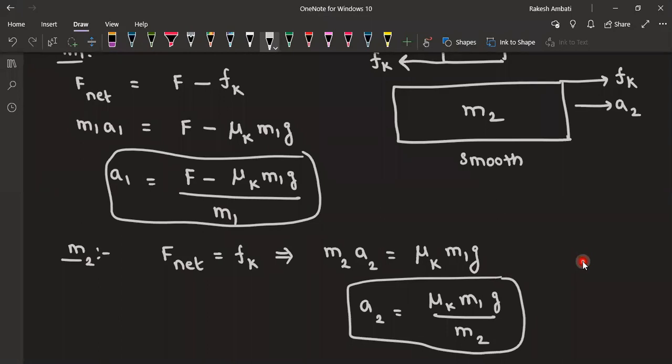Sir, we don't have to remember the formula, we have to remember the procedure, no? Just see the procedure. Okay, sir, okay.